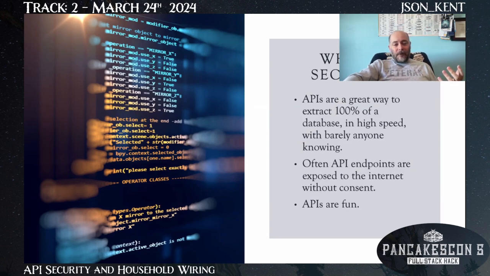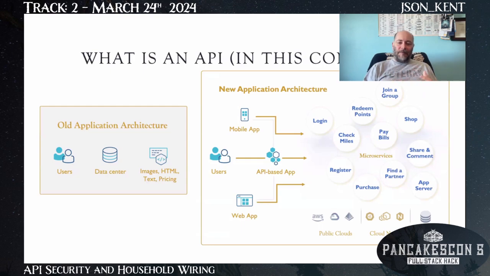A lot of times there are API endpoints that get stuck on the internet just because. GraphQL endpoints, if you've installed an OpenAPI server, there's a whole bunch of these different places where you can find open endpoints that you can get to, and APIs are just fun. So what do I mean by this?